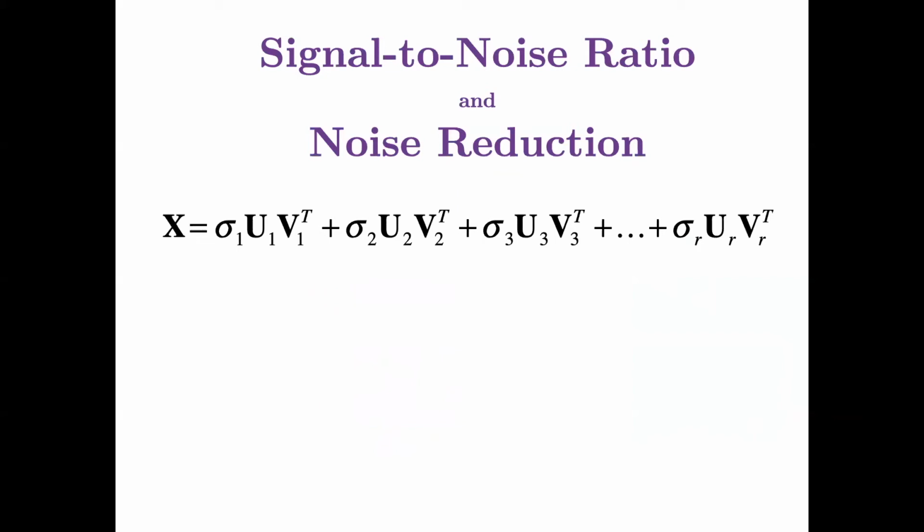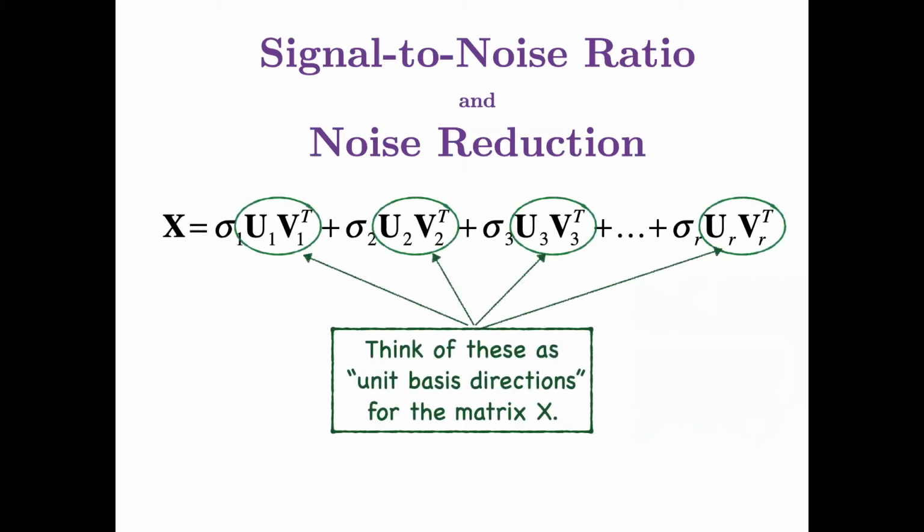Now, this is going to be a little bit loose on the intuition, but I need you to bear with me. What I want you to do is think about these components here as being like basis directions. They're like basis matrices. You can actually view this as a coordinate basis representation for the entire matrix X, where the sigmas are the coordinates and these U1, V1 transpose are these basis directions. Now they are matrix basis directions.